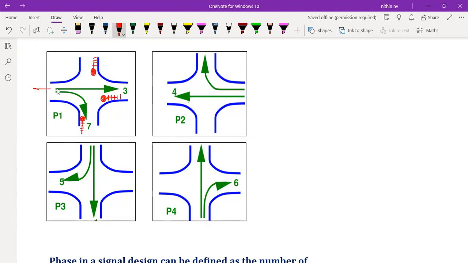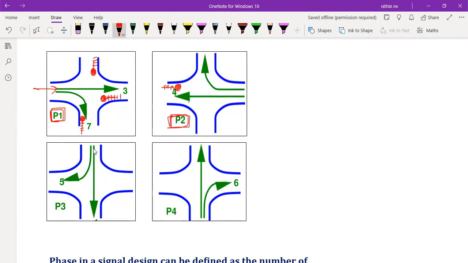And only vehicles coming from this direction will move. So this is the stage 1 or phase 1. This is what I have written here, P1. After some time, they will be getting the red signal. These vehicles will stop there. And some other plane will start to move. So this is the second stage or phase 2. So phase 2 means second stage.